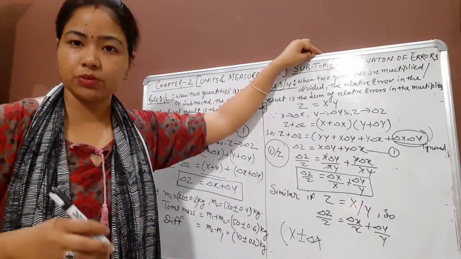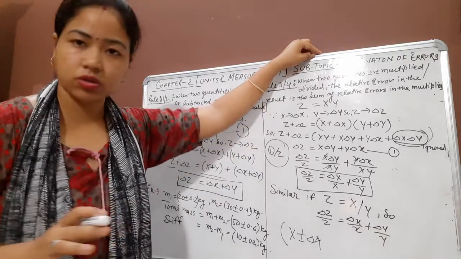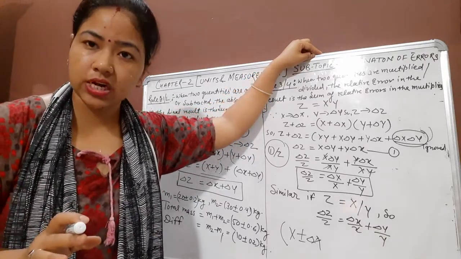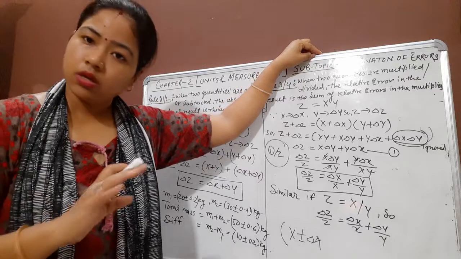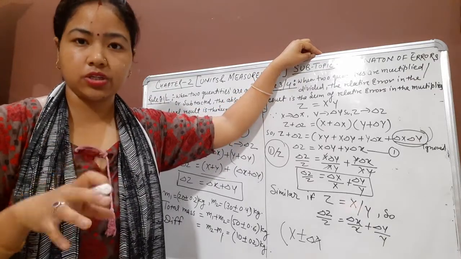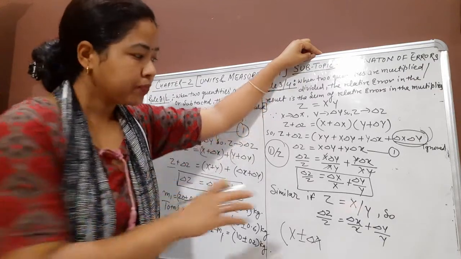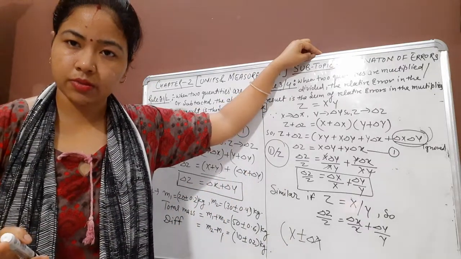So we are not doing the expression for the division. You can just check it out from your NCERT book, right? For both, the expression is somewhat different, but the final result is the same, right?